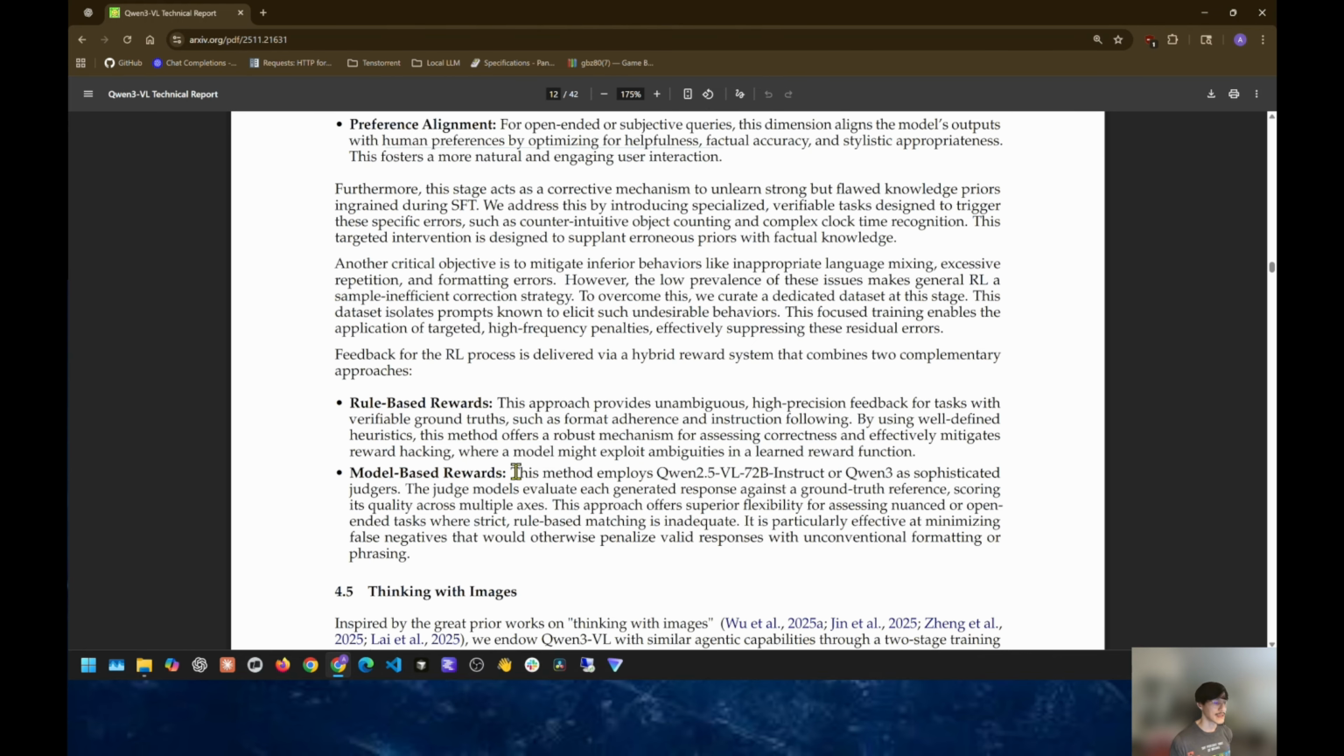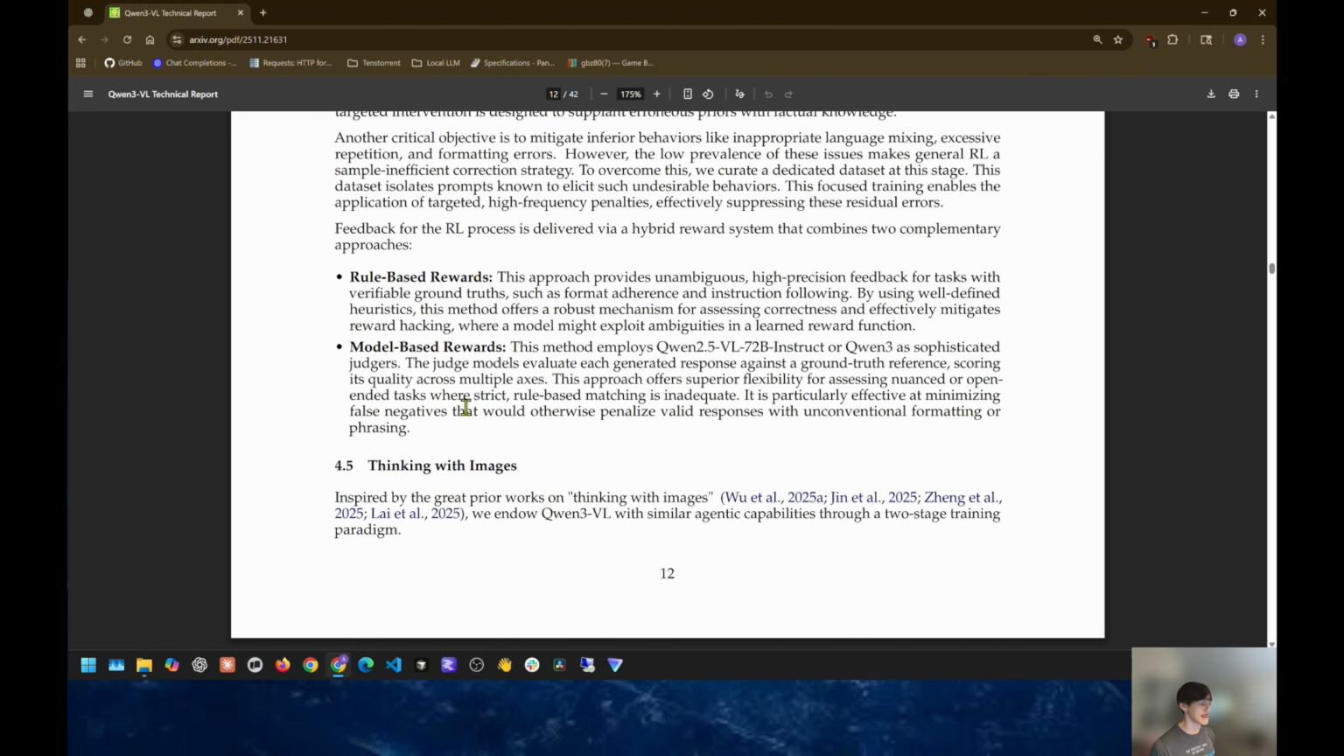Model-based rewards. This method employs Qwen3-VL-72B-Instruct or Qwen3 as sophisticated judges. These judge models evaluate each generated response against a ground truth reference, scoring its quality across multiple axes. This approach offers superior flexibility for assessing nuanced or open-ended tasks where strict rule-based matching is inadequate. It is particularly effective at minimizing false negatives that would otherwise penalize valid responses with unconventional formatting or phrasing.